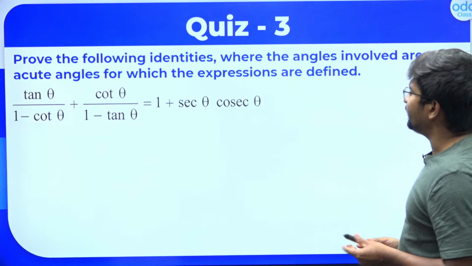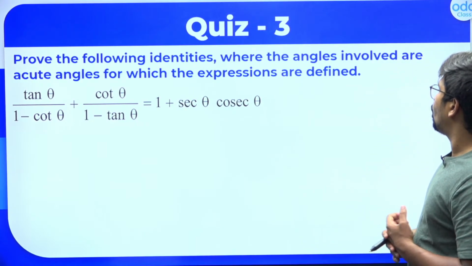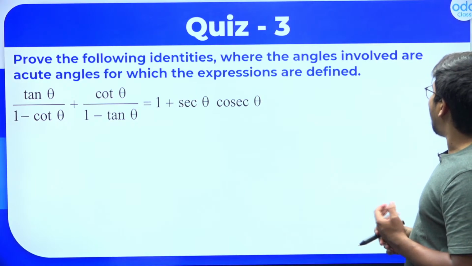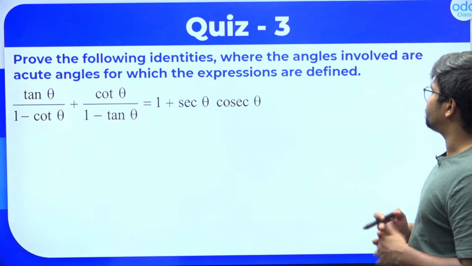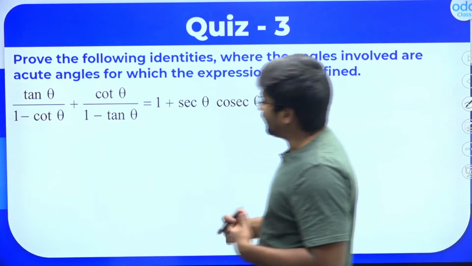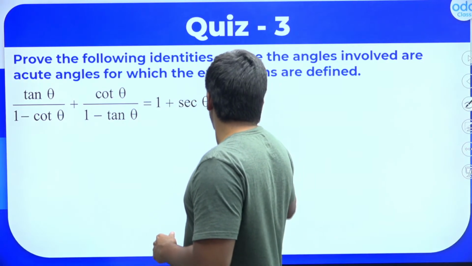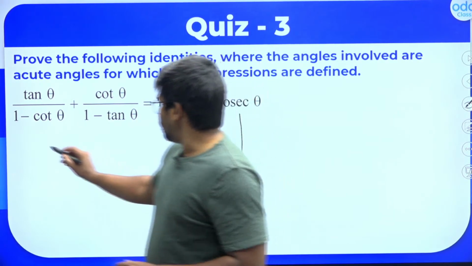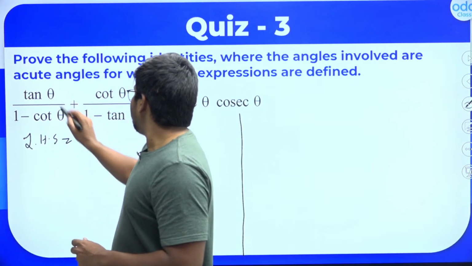Alright. So the third question is, prove the following identities where the angles involved are acute angles for which the expressions are defined. Okay, so they are given. So you have to prove again LHS is equal to RHS. So let's see what is there in our LHS here. So in the LHS we have tan theta.